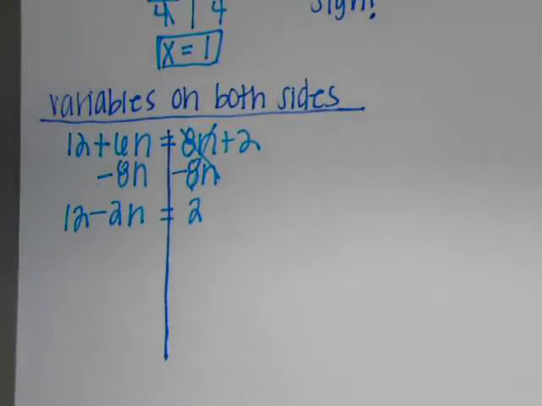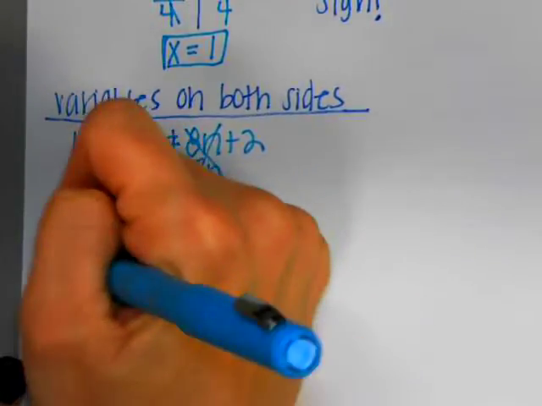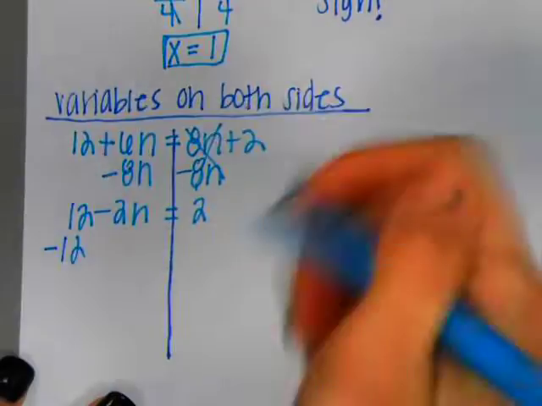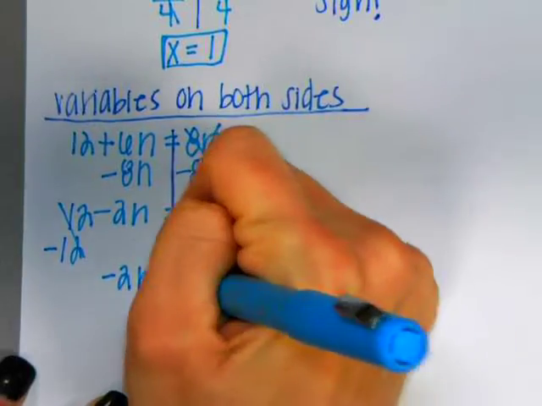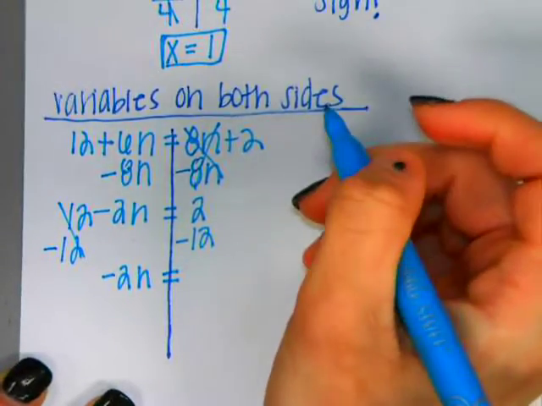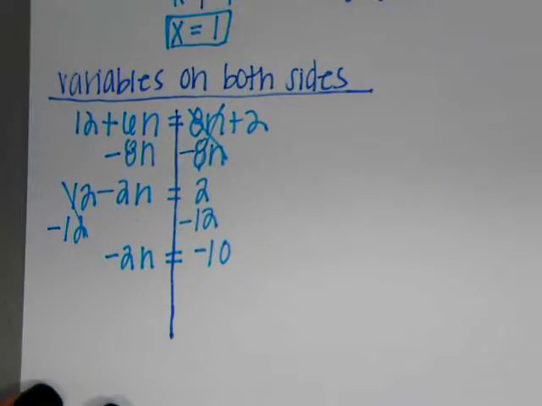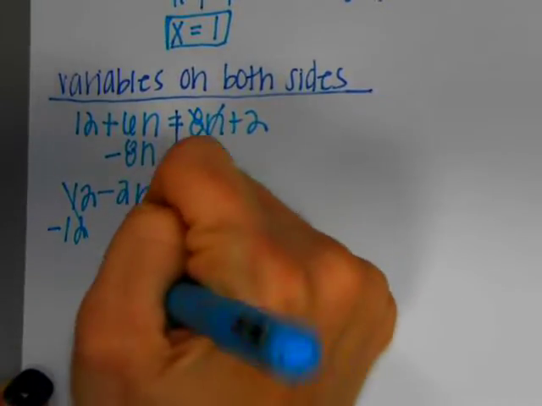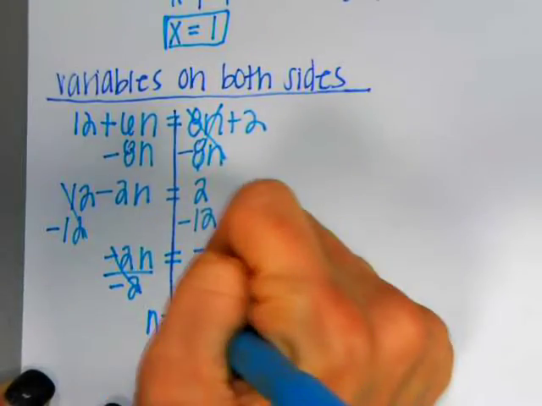What do I do next? Yeah. So you subtract 12 because you're trying to make 0. Does that make sense? Because if I add 12, then that's going to make 24. It's not going to cancel. Then you have negative 2n equals, what's 2 minus 12? You have negative 10. Okay, and then what? Yeah, divided by negative 2. So what's n going to equal? 5. Yeah.